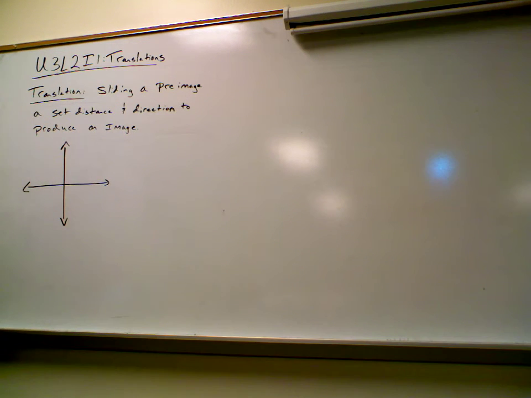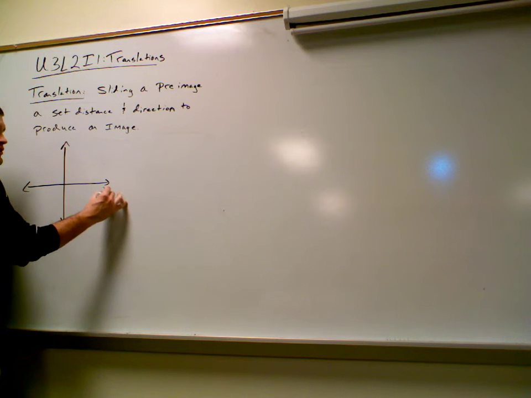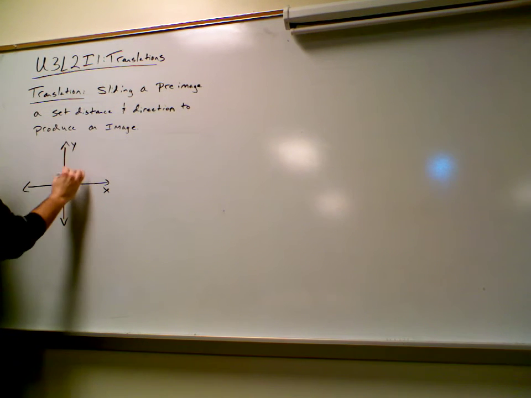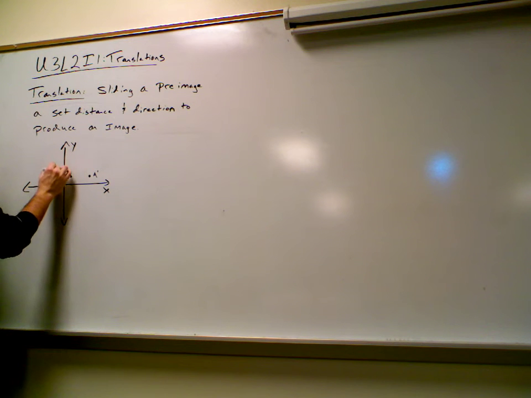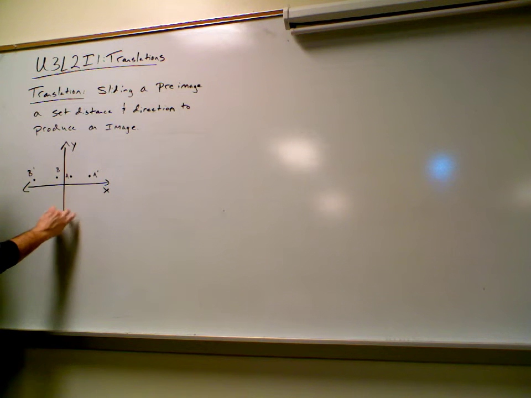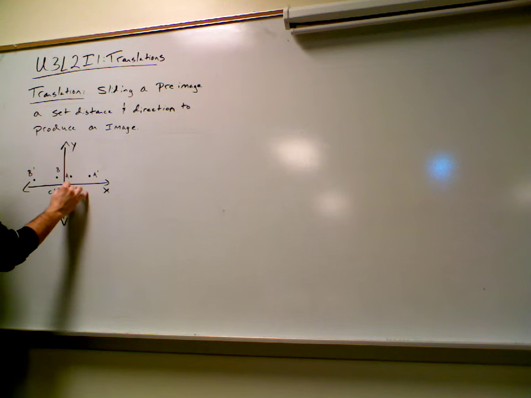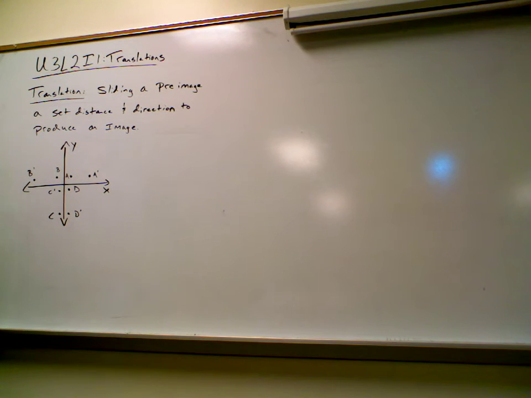Now what is this? A graph, right? Here's the x, here's the y. Then we have A prime, B prime, C prime, D prime. Do not do example 1. We're not going to be sliding any set, and we're not going to be actually doing ordered pairs. We're just going to be talking about it.